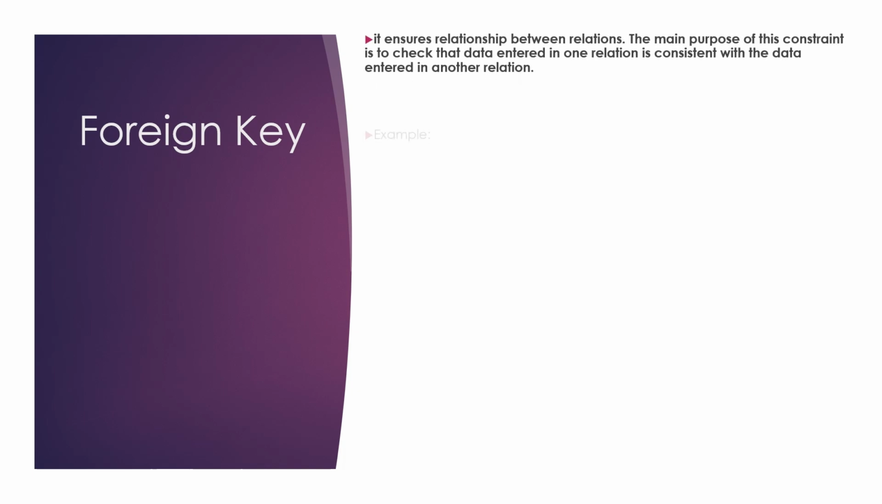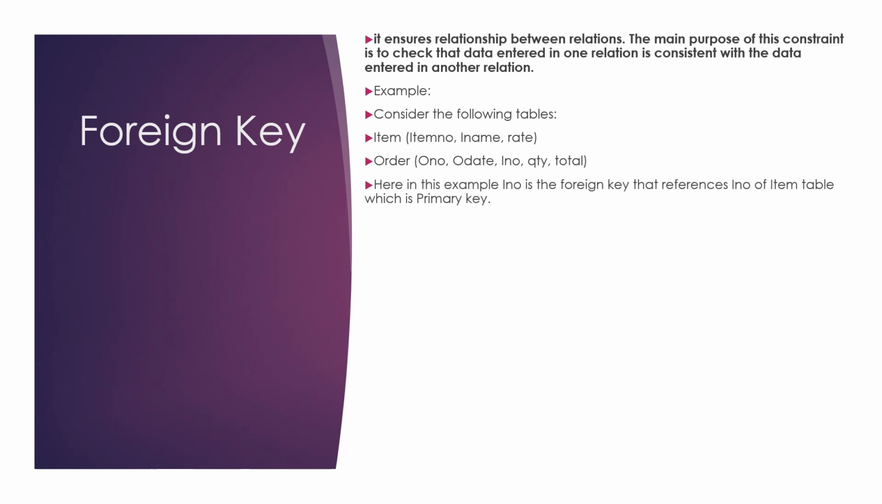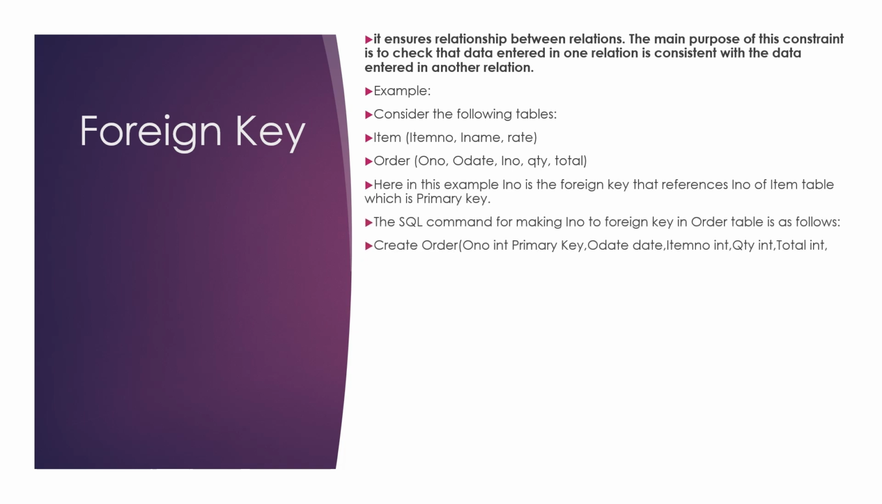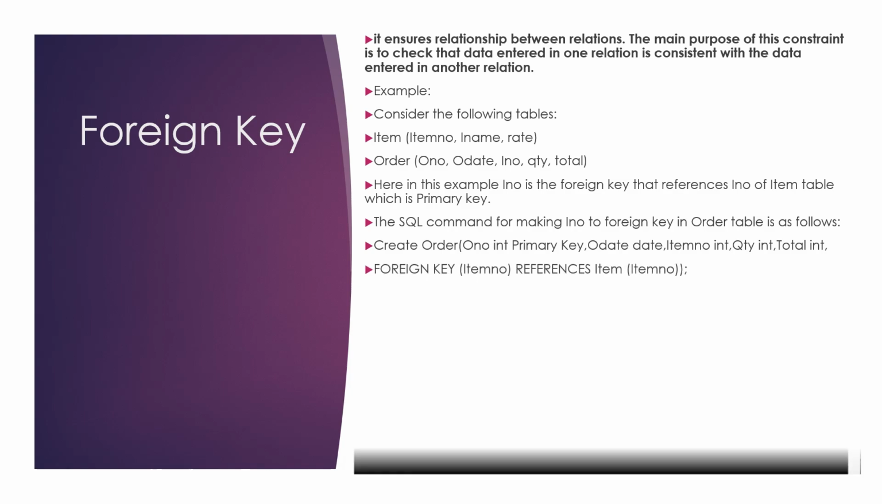Foreign key. It ensures a relationship between relations. The main purpose of this constraint is to check that data entered in one relation is consistent with the data entered in another relation. Example. Consider the following tables. Item: ino, iname, rate. Order: ono, odate, ino, quantity, total. Here in this example, ino is the foreign key that references ino of the item table, which is the primary key. The SQL command for making ino a foreign key in the order table is as follows.